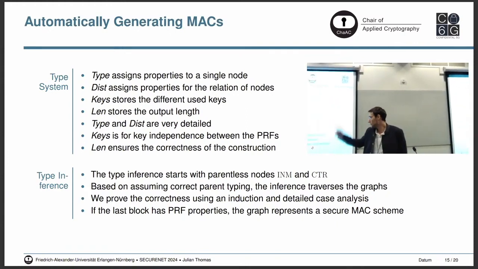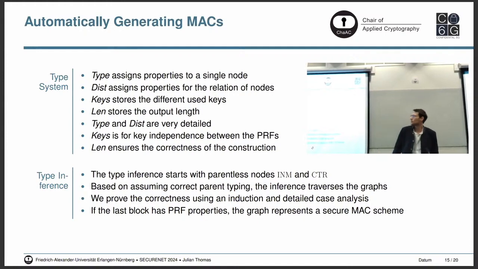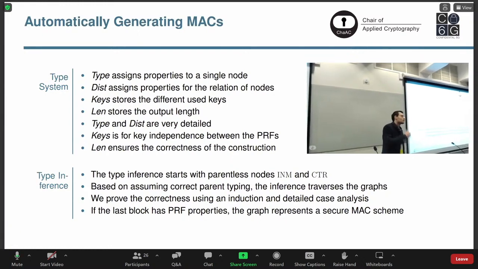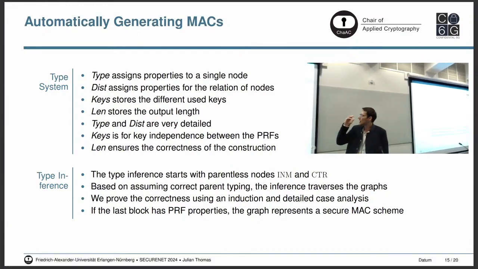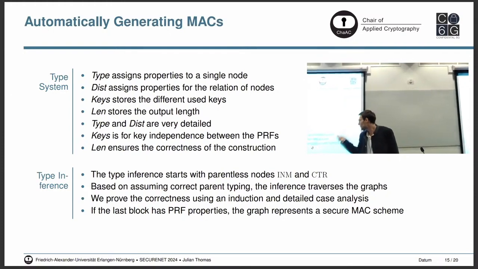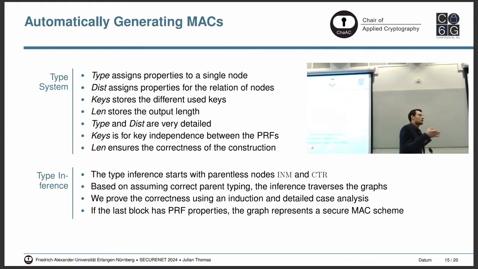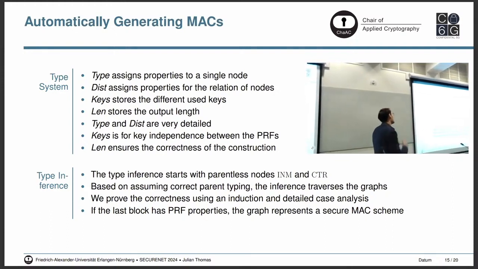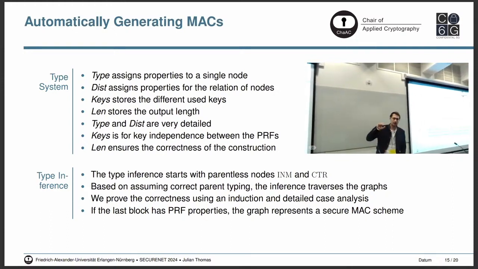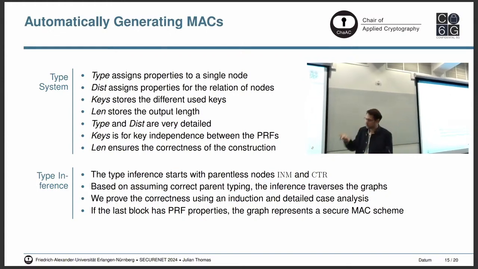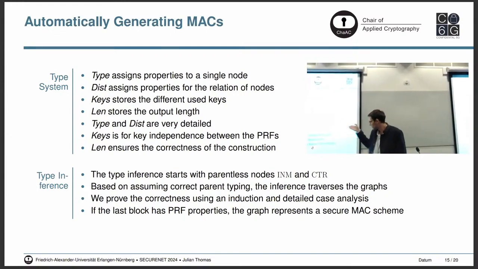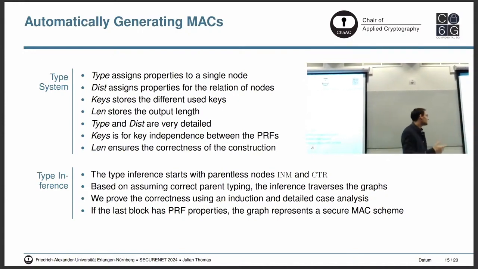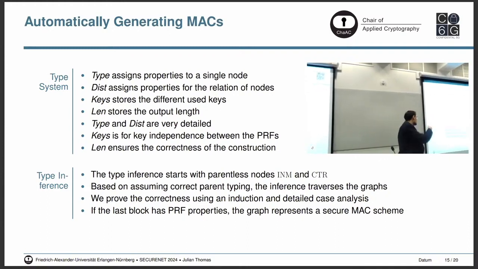Good, and we use a type inference system to map those properties from our type system upon a graph. And we do it by starting with nodes without any parent nodes, like the input message block or a counter node block. And then, based on axiomatically defined properties of those nodes, we just start inferring the rest of the graph with the properties we have.